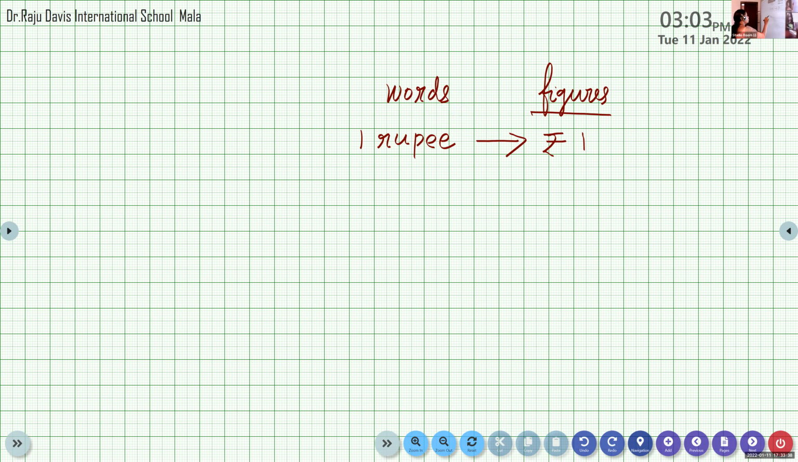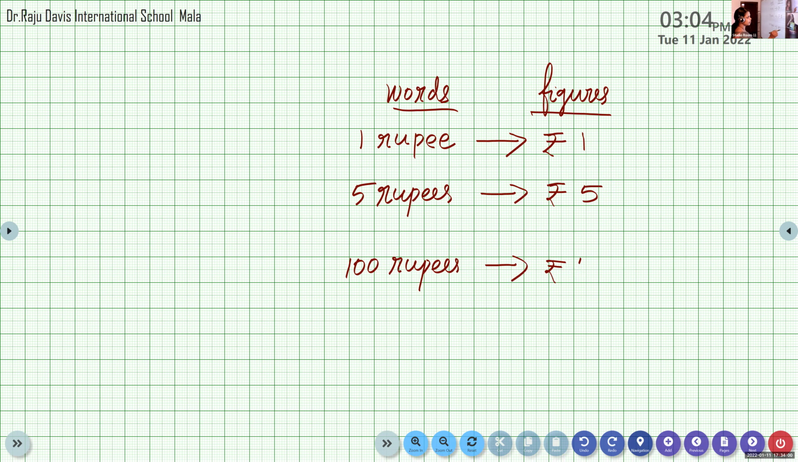See, 5 rupees. So we can write in figures. First of all, we'll put the symbol, then the number. 5 rupees. Next one. See, 100 rupees. So we will write the symbol for rupee, then the number. Okay. So here we are writing words and here we are writing in figures.